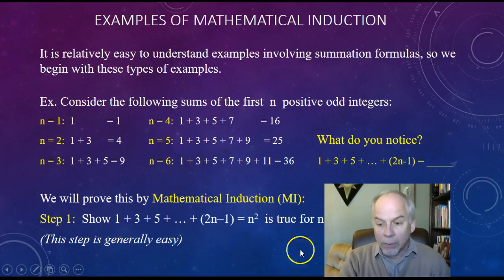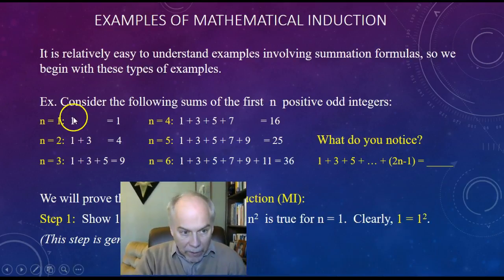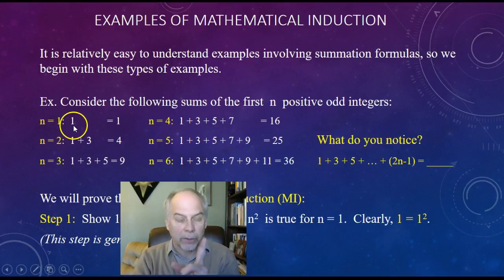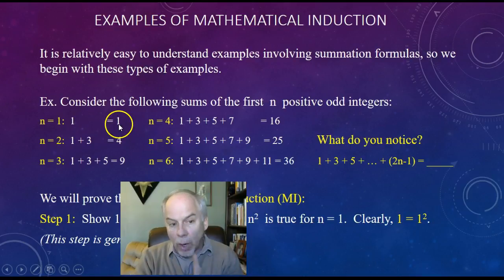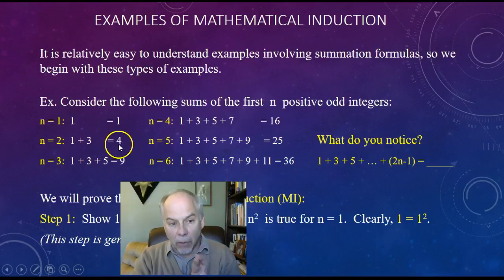So when we add up the first one odd integer, that's just the number 1. You only have 1 to add up, so the sum of the first one odd integer is just 1. Now, if you have two odd integers, that would be 1 plus 3, because those are the first two odd integers. That adds up to 4.